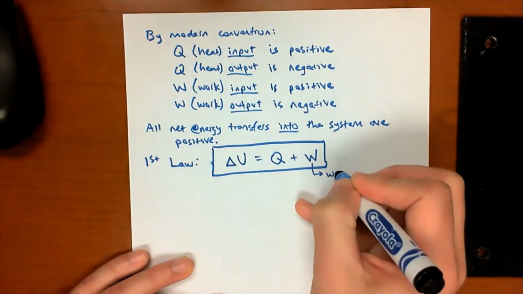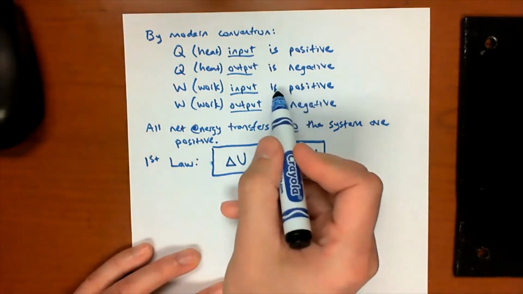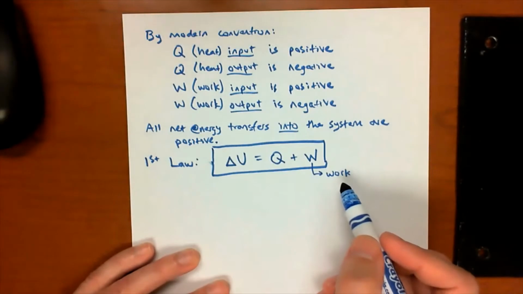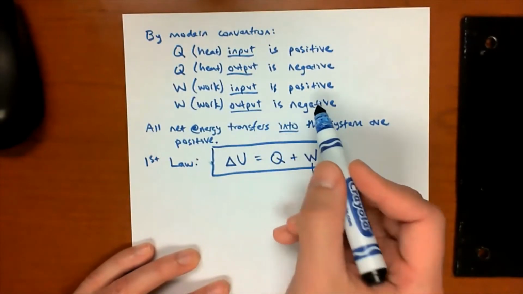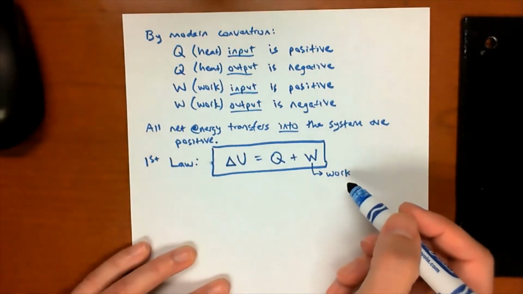This is the work that is added to the system. Work input is positive. And if work was taken out of the system, then it'd be negative. So like the work of the turbine is negative because we're taking energy out of the system.